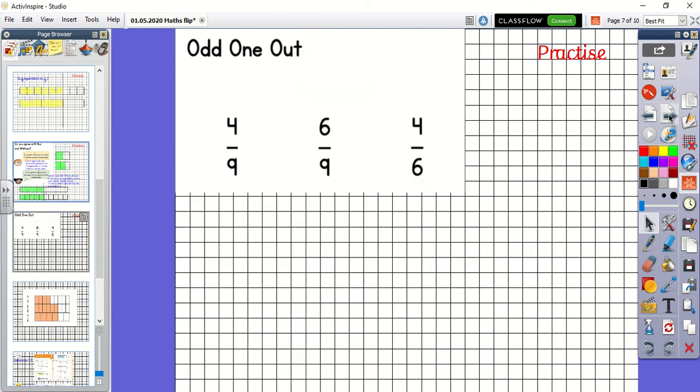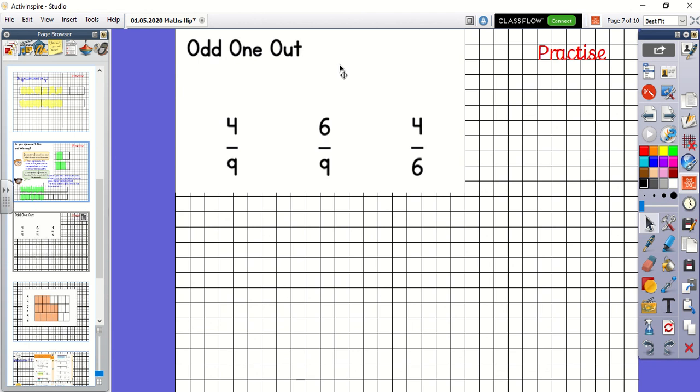Okay then, so have a look at this one. All right, so this is a practice, and this is for you to try and see whether you can draw your own bar models, making sure that they are the same size, just being split up into different parts according to the denominator. Okay, so we can see we have got 4/9, 6/9, and 4/6. So which one do you think is the odd one out?